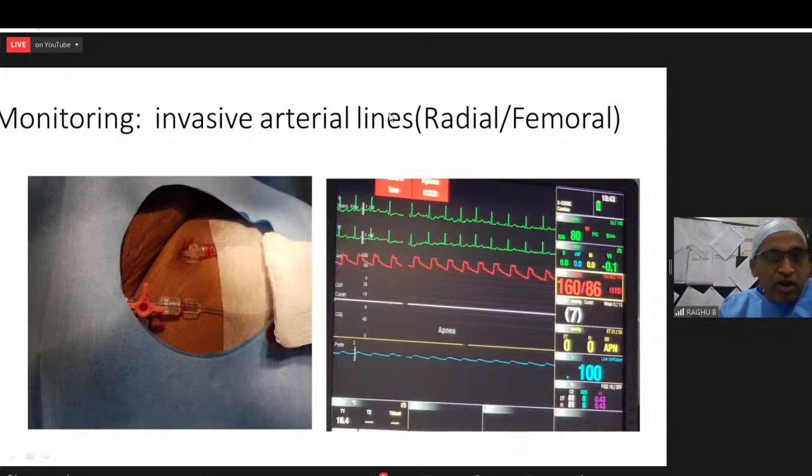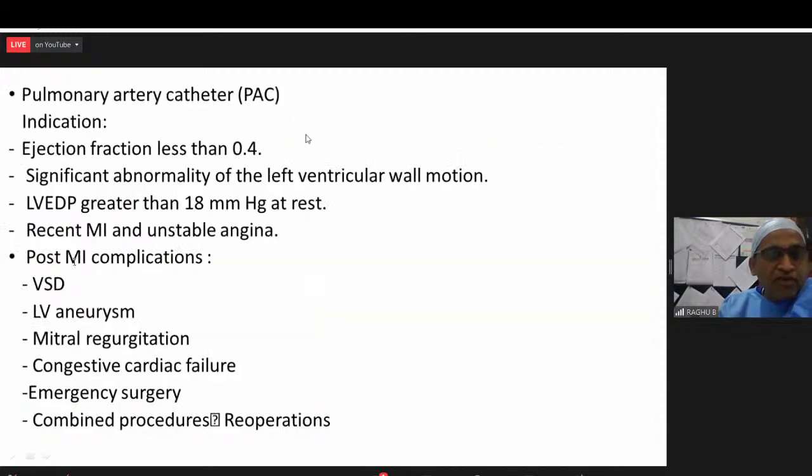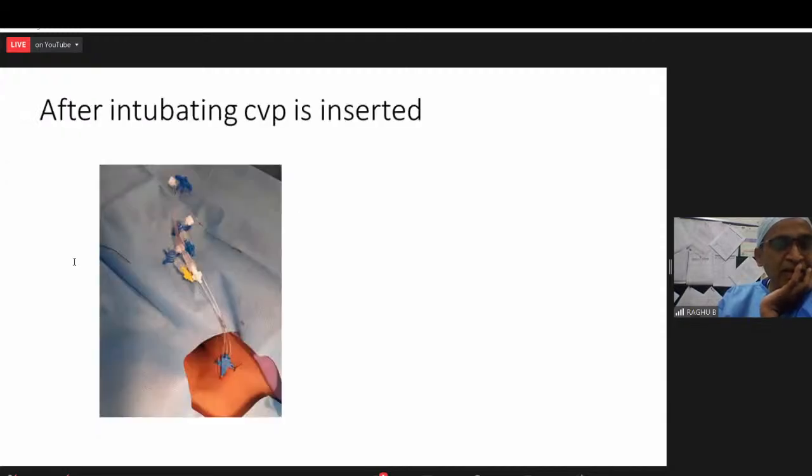We can also put a pulmonary artery catheter if the EF is less than 40%, if there is a significant abnormality in the LV function, if the LV EDP is more than 18 mm of Hg at rest, and in recent MI and unstable angina, and any complications of MI like VSD, LV aneurysm, mitral regurgitation, CCF, and emergency combined procedures.